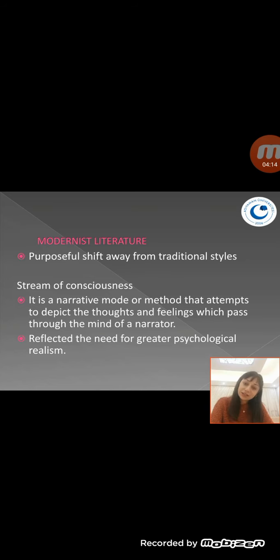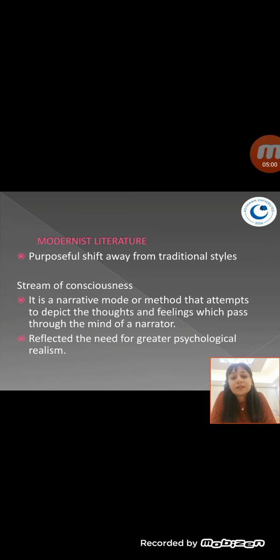Let's look at modernist literature. We see that modernist literature breaks away from the traditional styles. It is anti-traditional, okay? So we will see some important terms in modernist literature. The first one is stream of consciousness. It's a narrative mode or method that attempts to depict the thoughts and feelings which pass through the mind of a narrator, okay? So it's free from everything. Ignore every style.